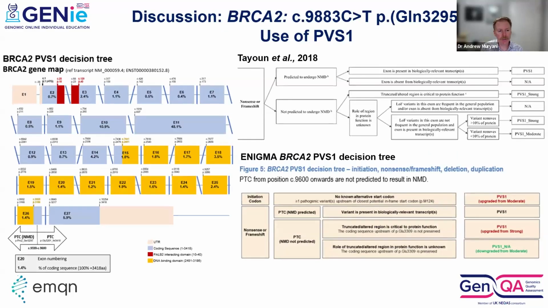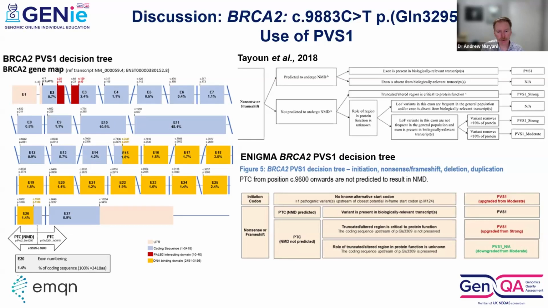So this variant is a nonsense variant in the last exon of BRCA2, so it's not expected to undergo nonsense-mediated decay. If you were to use the Tayoun et al. decision tree, you would only be able to get this variant to PVS1 strong at the highest because it isn't undergoing nonsense-mediated decay.